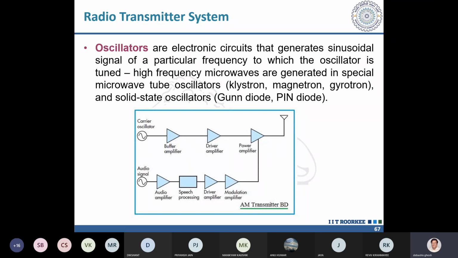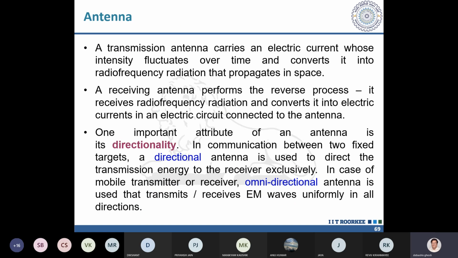field is there in the air, due to that fluctuation, a voltage will be induced in the receiving antenna, and because of that induced voltage, the electric current will be formed, which will now flow inside the receiver. The receiver will pick up that signal. Okay, so it is electric current to EM wave and EM wave to electric current.